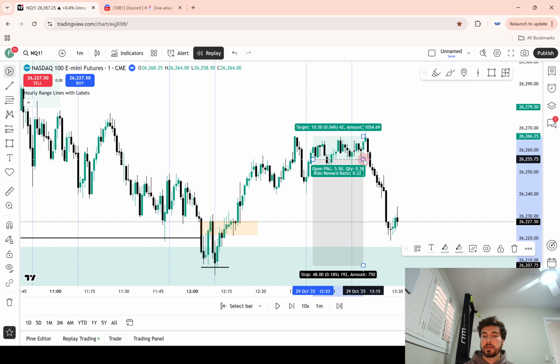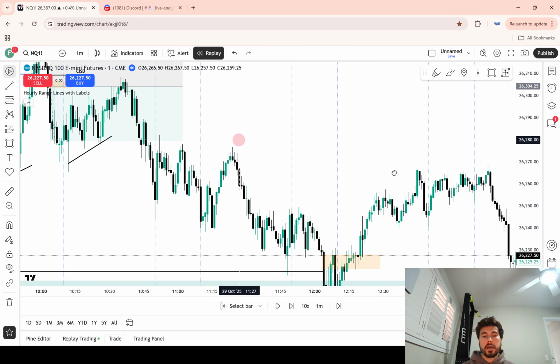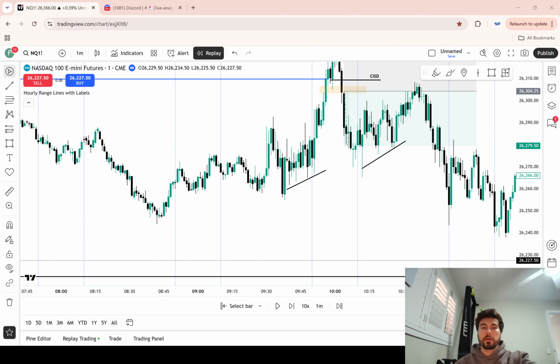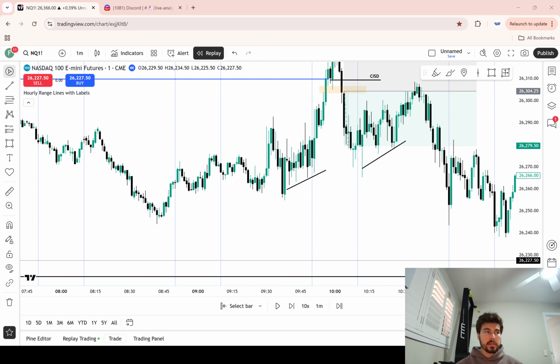We'll talk about that as we go through. So notice how these macros sometimes have good setups, but sometimes they don't. So it's not that they always have setups, but it gives you a time to look in. And what this does, a lot of people don't appreciate this. It means that you're not going to overtrade as much. Because if you're looking only in these time frames, there's way less time to trade, which means there's way less opportunity for you to risk and for you to lose money.